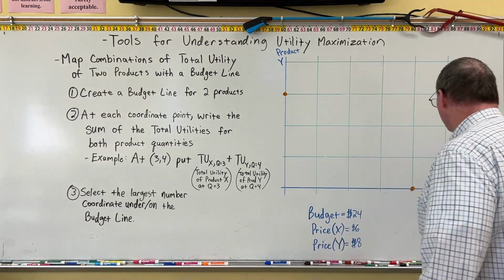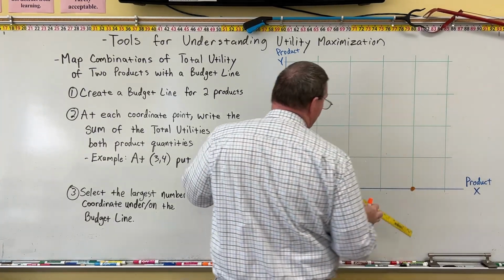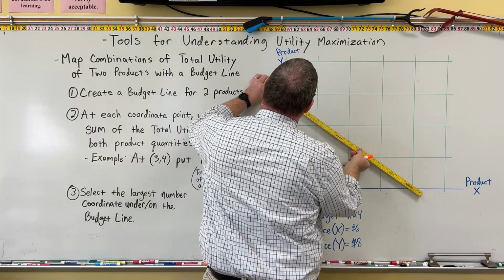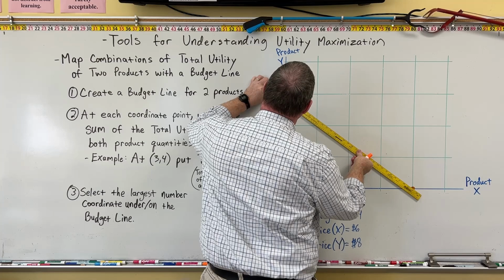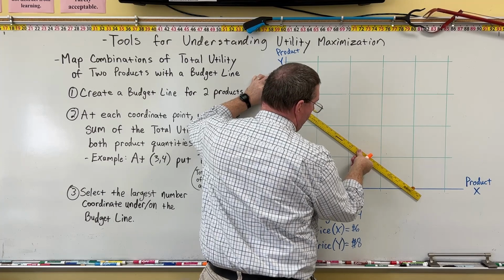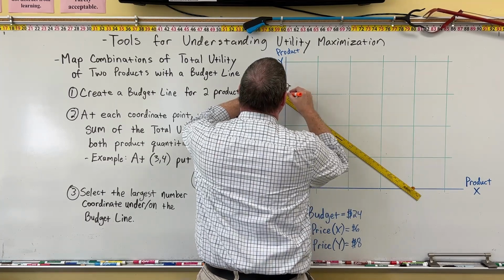And then, if you look back at the procedure, it says we're supposed to connect these two dots. And when we connect these two dots, that's going to be our budget line. See here, to there maybe.